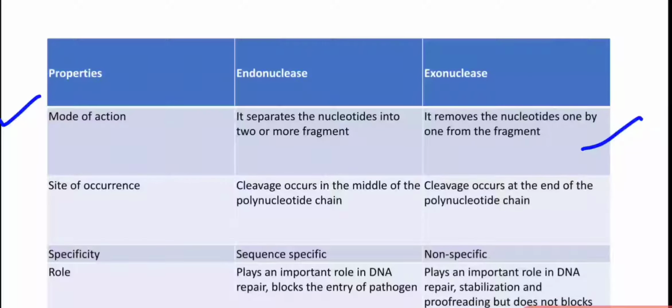The second property is site of occurrence. Endonucleases result in a cleavage in the DNA molecule, and this cleavage will take place in the middle of the polynucleotide chain. Whereas exonucleases will result in cleavage of the DNA molecule from the end of the polynucleotide chain. Next property is specificity. Endonucleases are sequence specific, whereas exonucleases are non-specific.